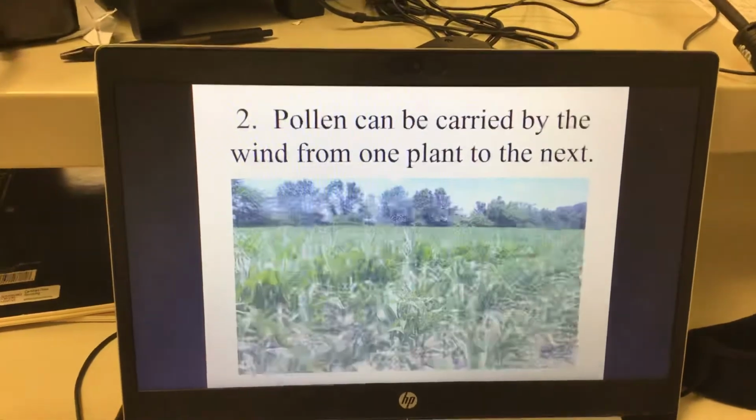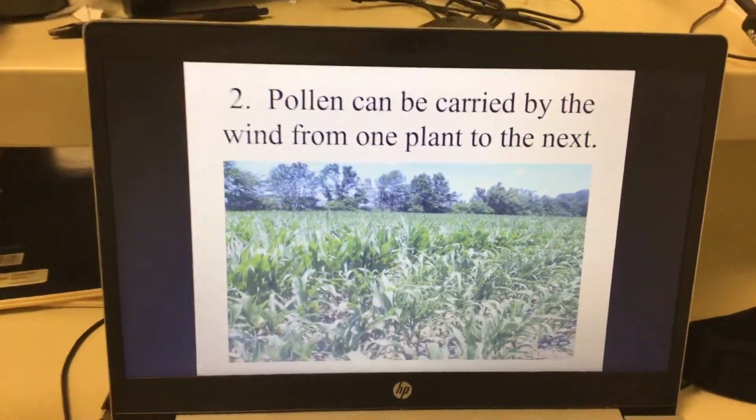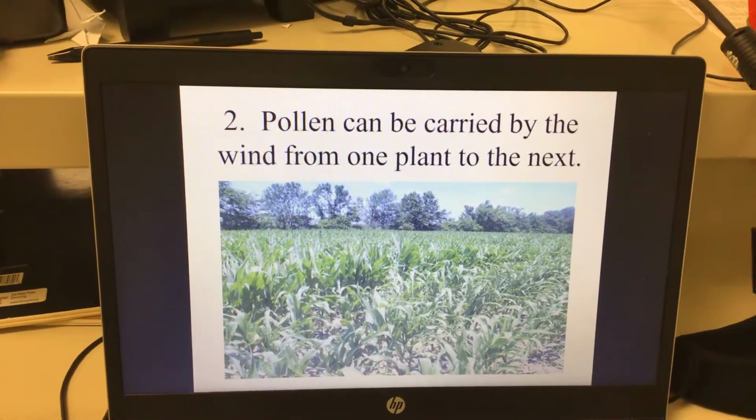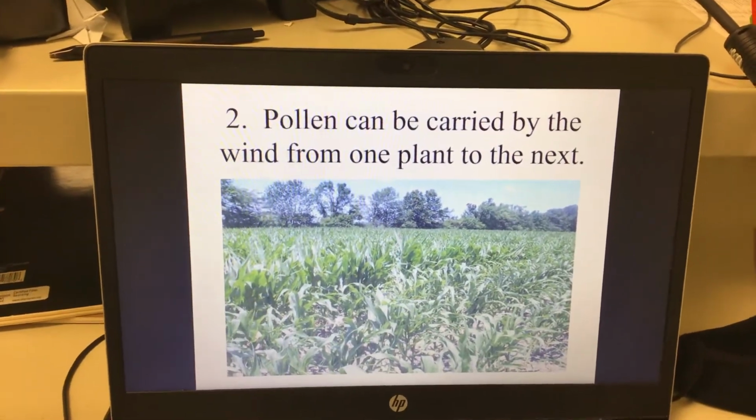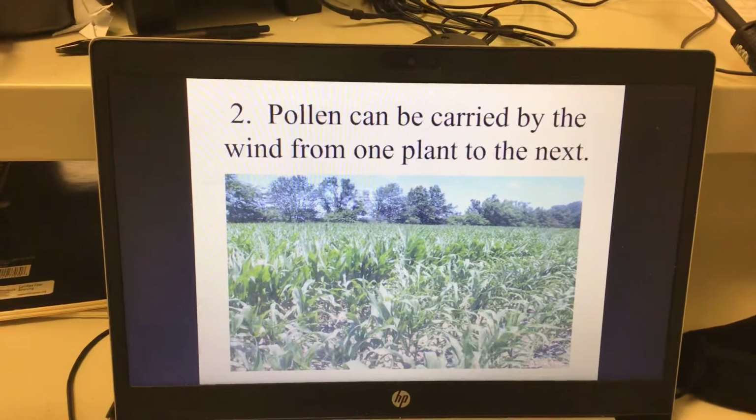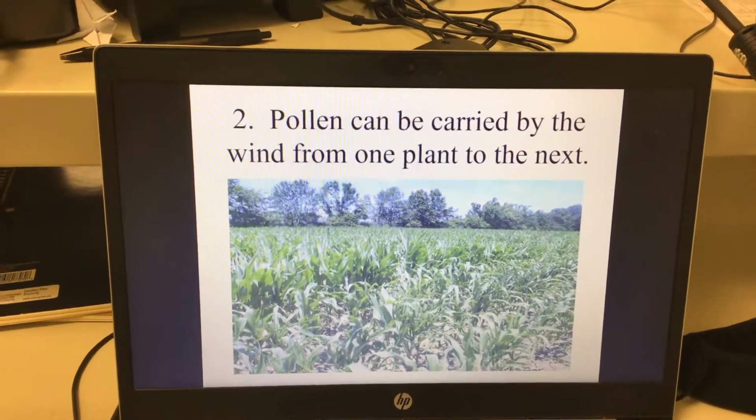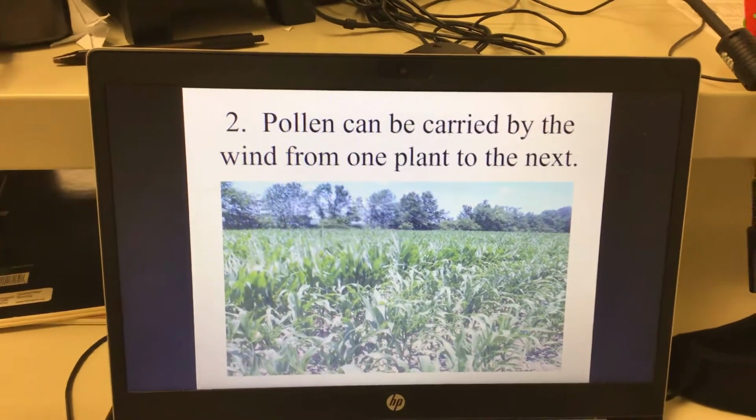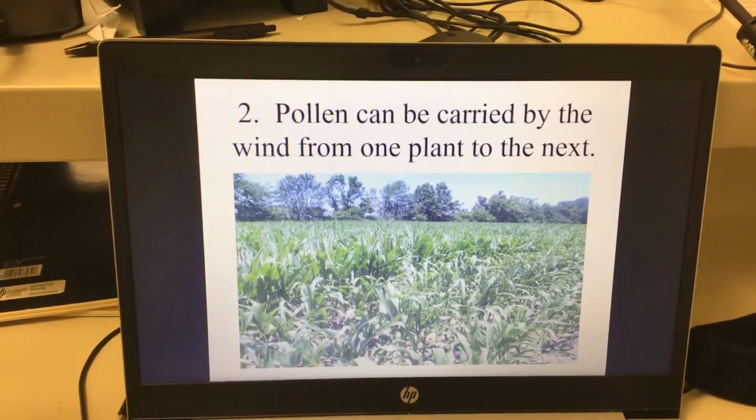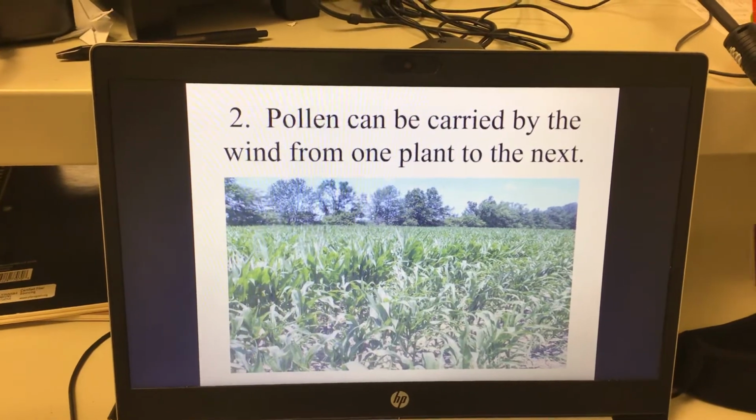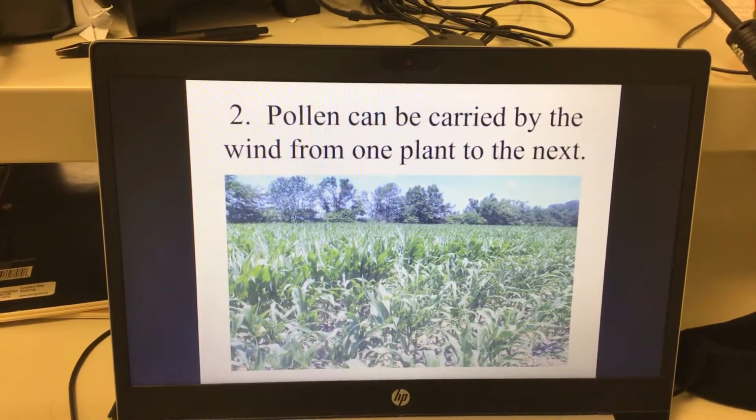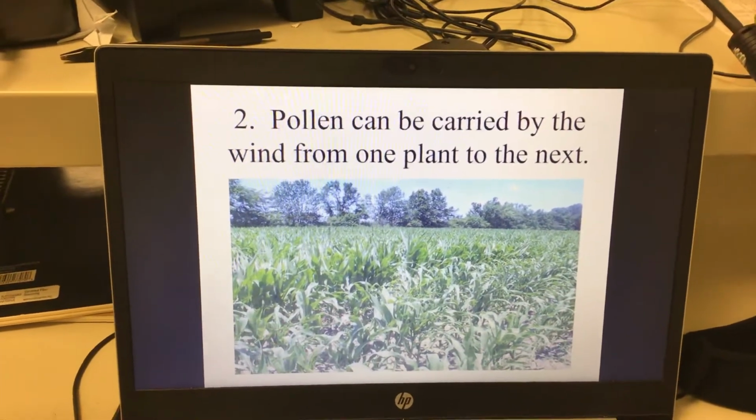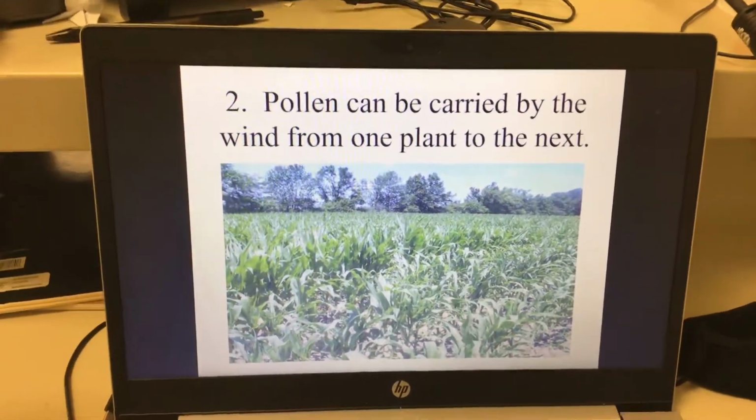What if animals weren't around to carry pollen? The second way pollination can happen, I'd write this down: pollen can be carried by the wind from one plant to the next. So, some plants don't rely on insects, instead they rely on the wind.